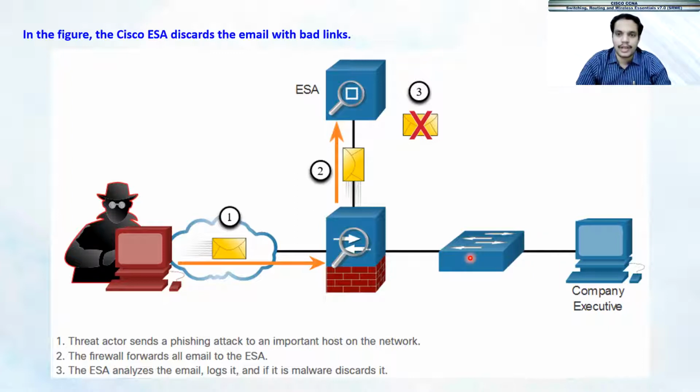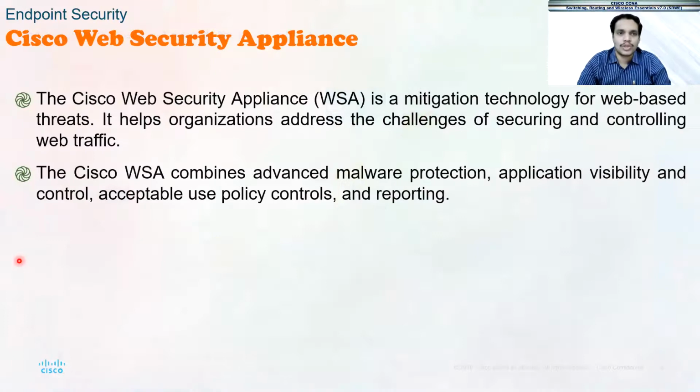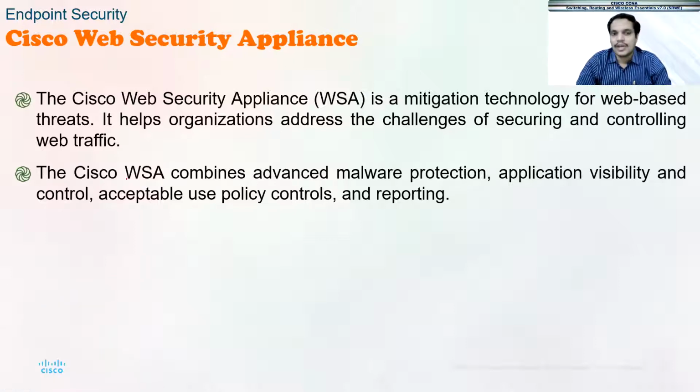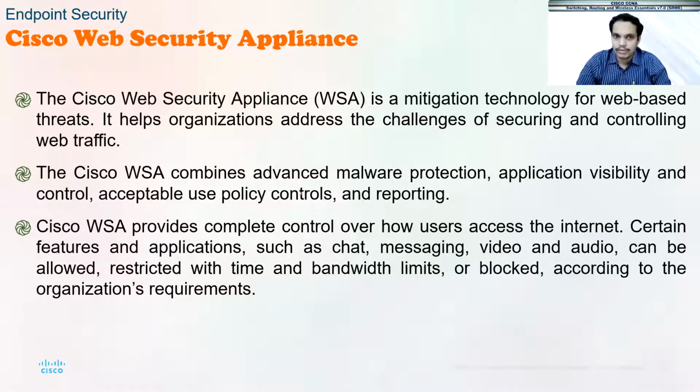Now, what about the WSA, the next one? Okay. So, Cisco's web security appliance is a mitigation technique for web-based threats. It helps organizations address the challenges of securing and controlling web traffic. Now, the Cisco WSA combines advanced malware protection, application visibility and control, acceptable use policy controls, and reporting. It also provides complete control over how users access the internet.